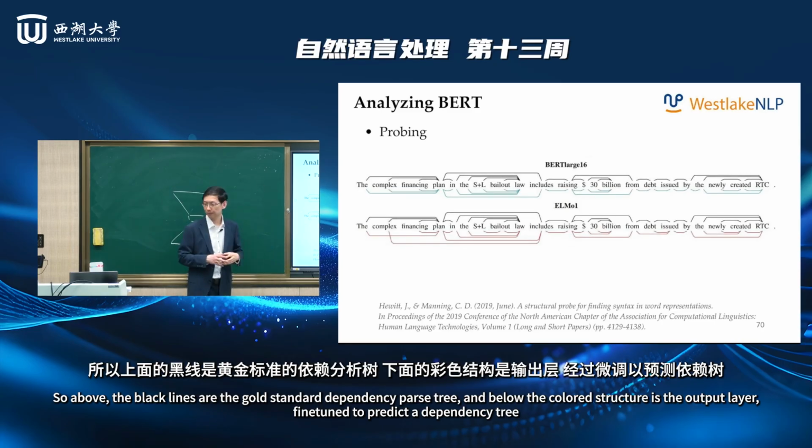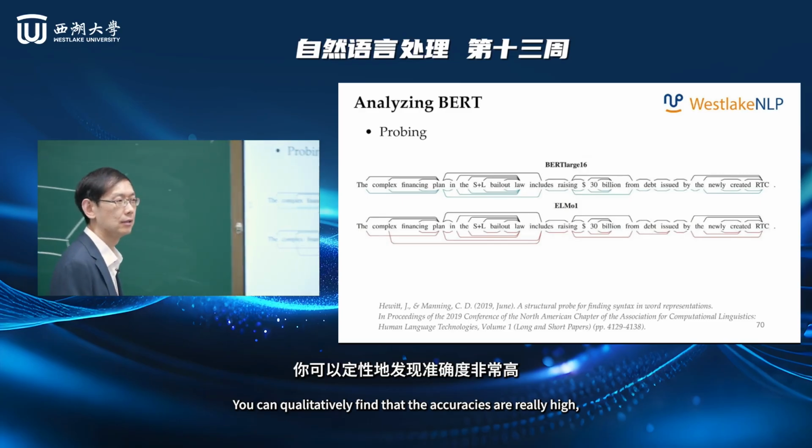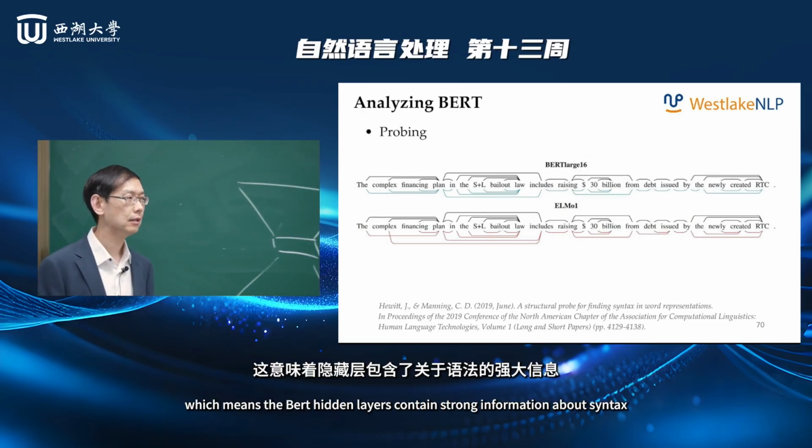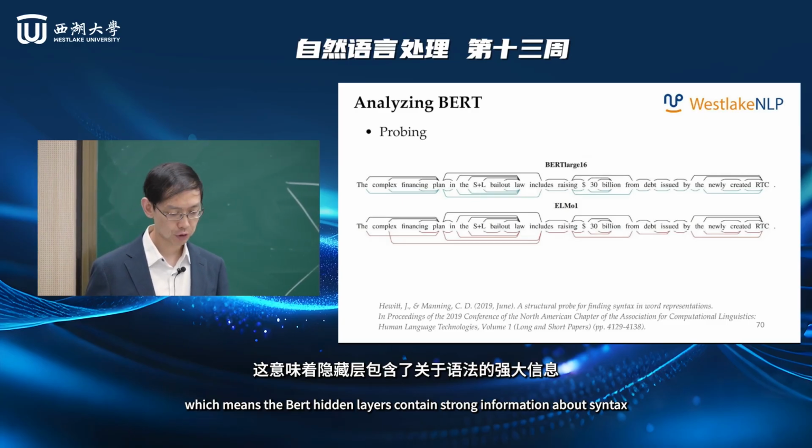Above, the black lines are the gold standard dependency parse tree. And below, the colored structure is the output layer fine-tuned to predict the dependency tree. You can qualitatively find that the accuracies are really high, right? Which means the BERT hidden layers contain strong information about syntax.